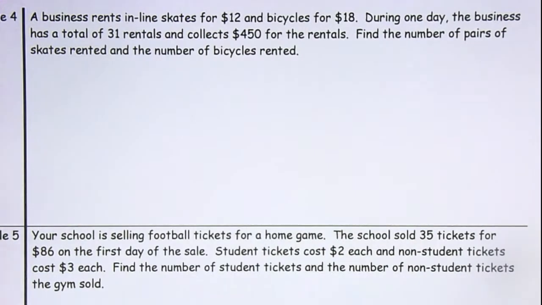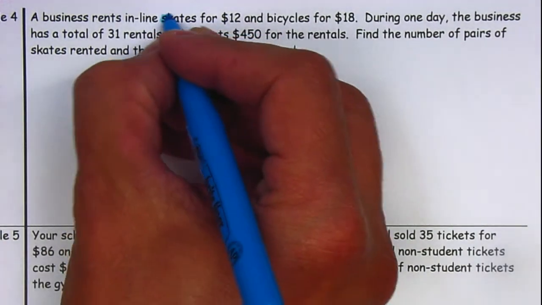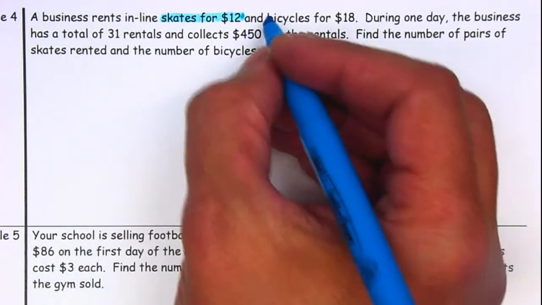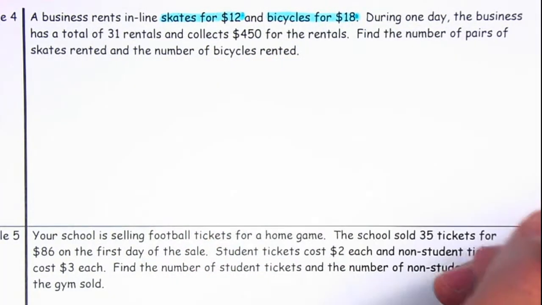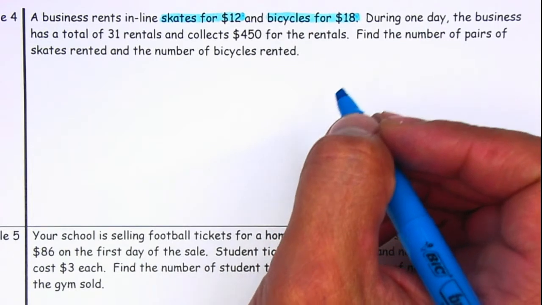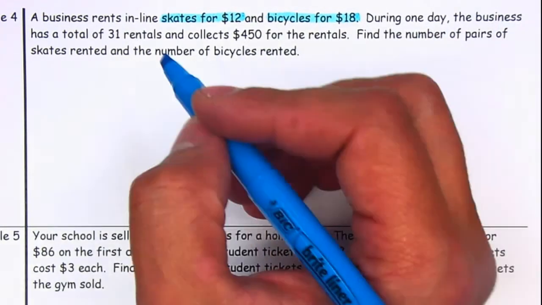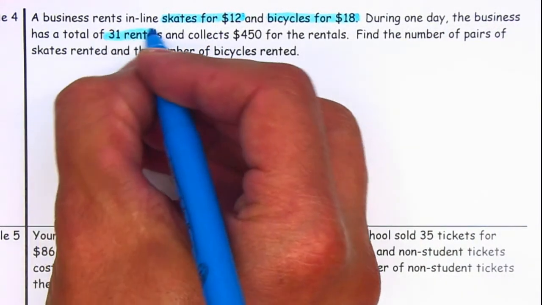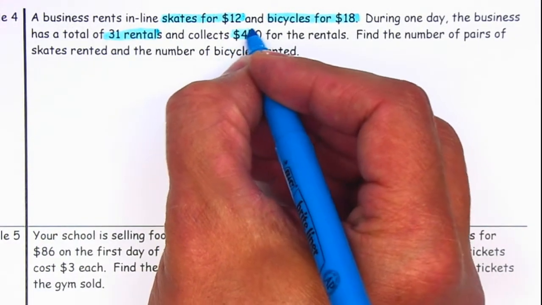So if you notice, we have two items. We have skates that are selling for $12 and we have bicycles that are selling for $18. Let's see what other information they give us. So we have 31 rentals and $450 total.